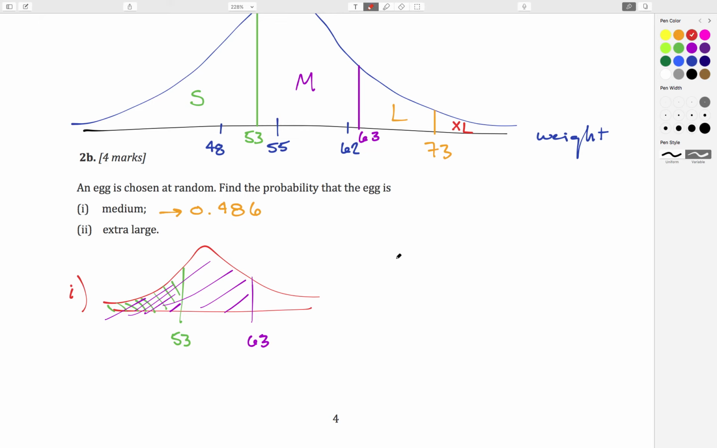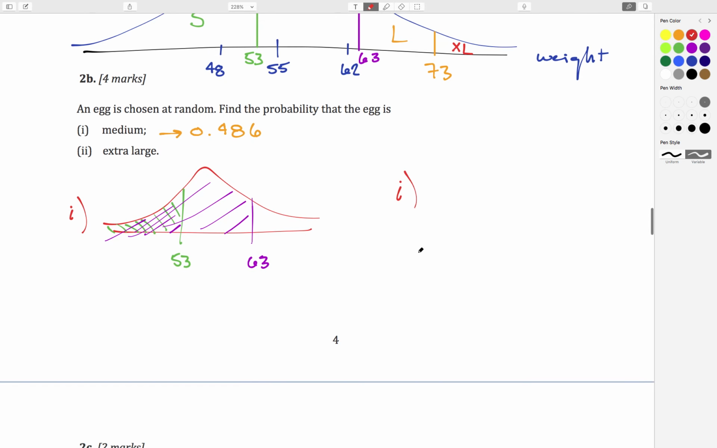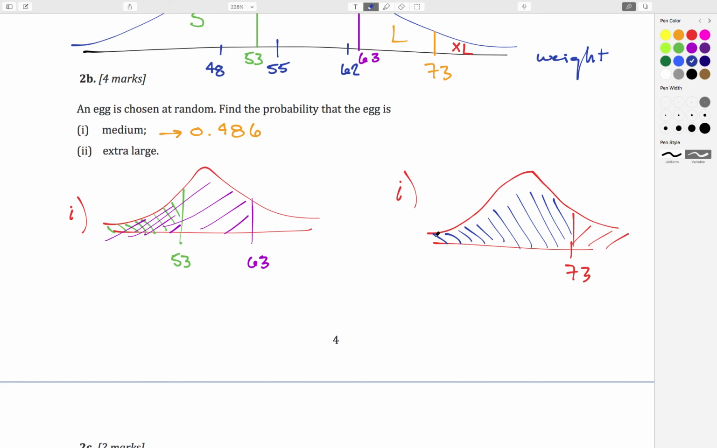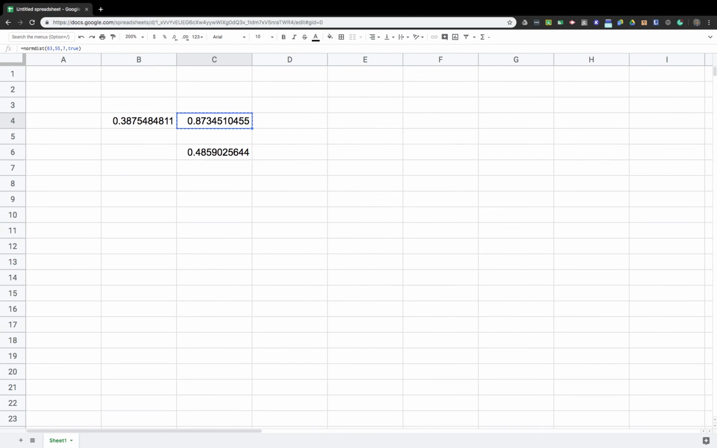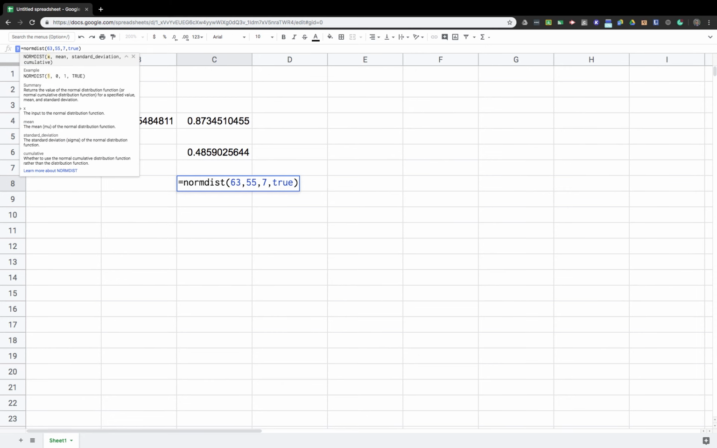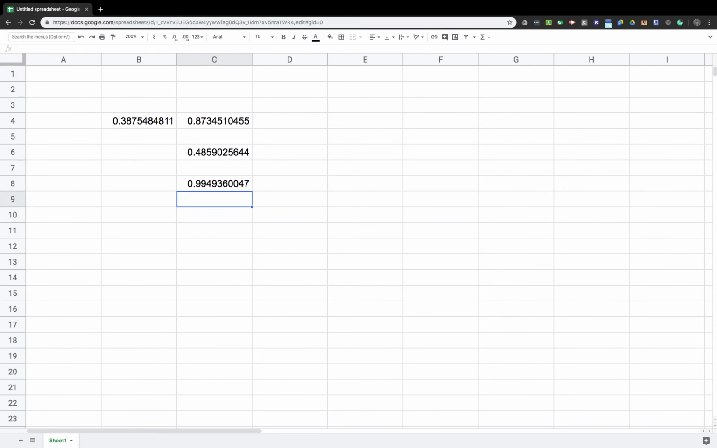Probability of being extra large is a slightly different setup. I do not need to subtract two probabilities for an interval, but I do need to make a subtraction. Extra large is anything above 73. What I can calculate is anything below 73, and then figure out how much I need to get to 1. So I'm going to copy, paste this one down here. I want the probability up to 73. That gives me essentially a 99% chance of being less than or equal to 73.